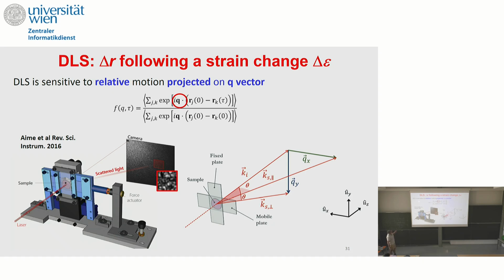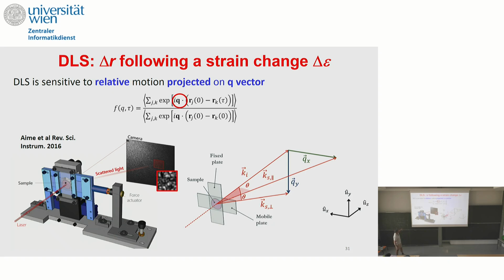Okay, single scattering. Now, there is another point that one has to keep in mind. I have alluded to it a few times, but in the single scattering limit, you are sensitive to the relative motion, this difference between Rj and Rk, projected onto the Q vector. You see here, you have the Q vector, and then you have a dot product. So what really matters is how far you are displacing particles, but projected on the direction of the Q vector.